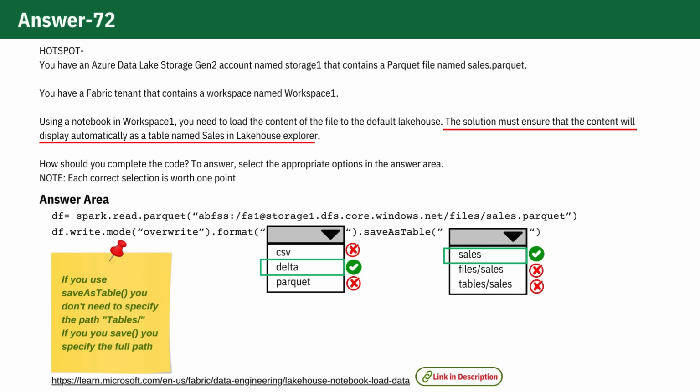Additional note on usage. When using the saveAsTable method, you do not need to specify the Tables prefix, as Spark handles this internally when managing metadata for the table. Using save, the full path needs to be explicitly defined if you're not using saveAsTable.